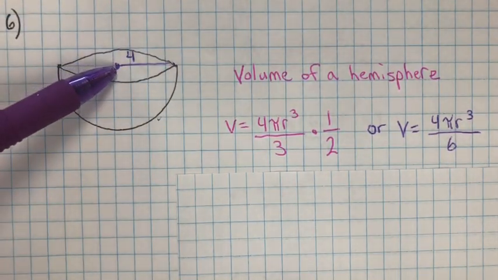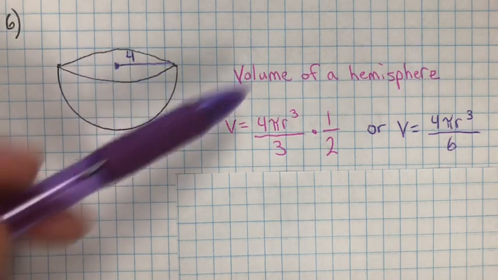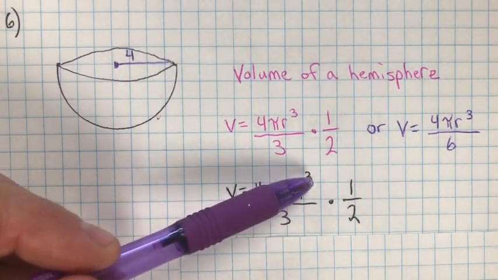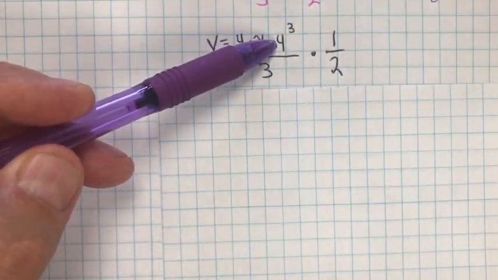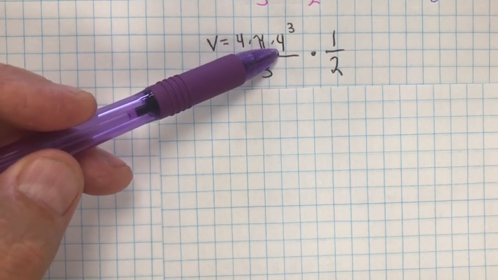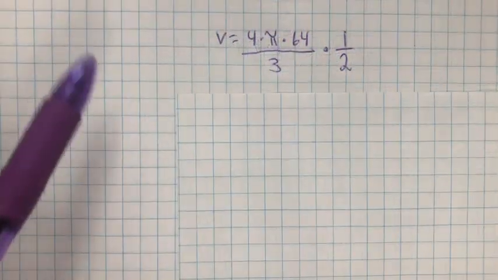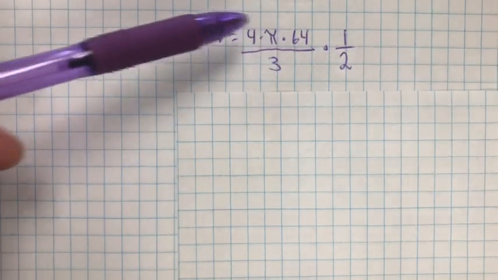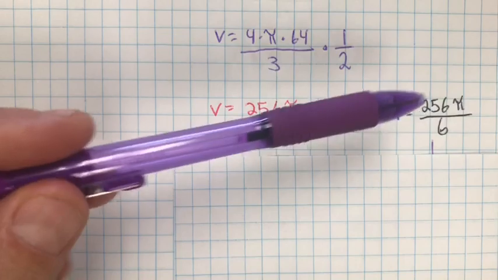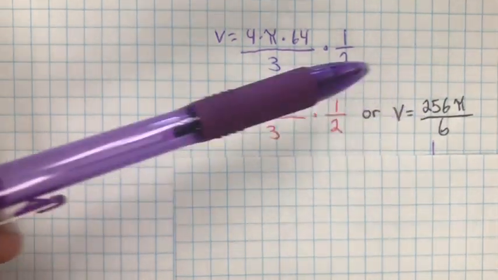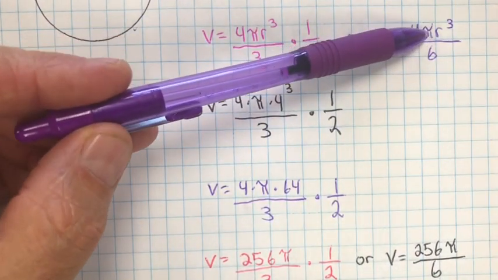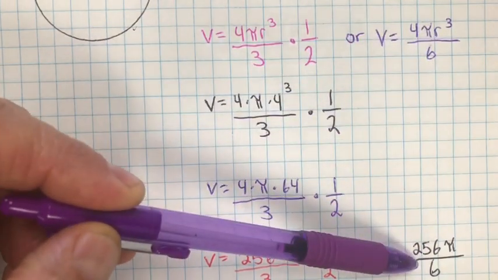So the radius of this hemisphere is 4. So r cubed, we get 4 cubed. 4 cubed is not 12. 4 cubed is 4 times 4, which is 16, multiplied by 4 is 64. So now we have 4 multiplied by 64, which is 256. Well, that's the same as I would have gotten up at the top.